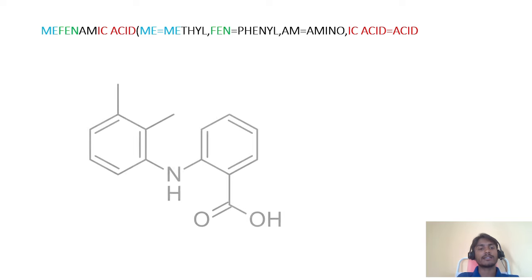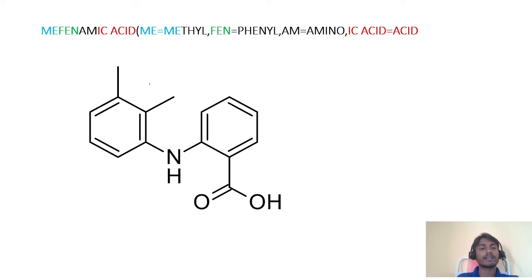Next, mefenamic acid. Mefenamic acid contains a methyl group, a phenyl group, and next an amine group. Next, acid, that is benzoic acid. The 'ic acid' part, that is mefenamic acid, that is benzoic acid here.